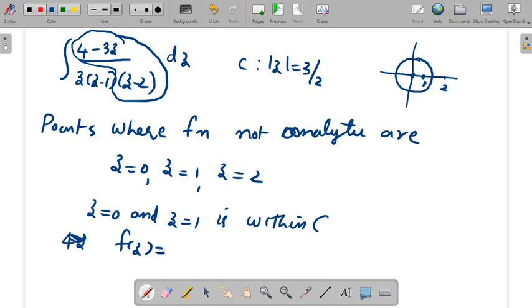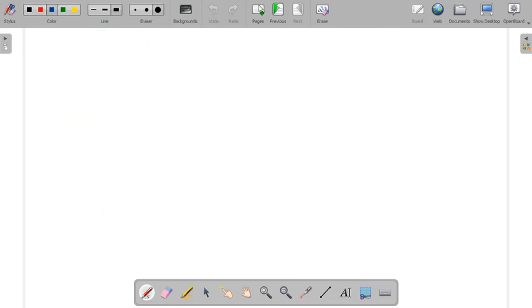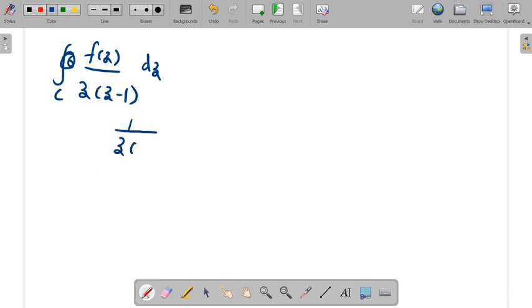So f(z) = (4 − 3z) divided by (z − 2) is analytic within C. So you can write this as the integral over C of f(z) by z(z − 1) dz. And to separate the denominator, 1 by z(z − 1) can be written as 1 by (z − 1) minus 1 by z.